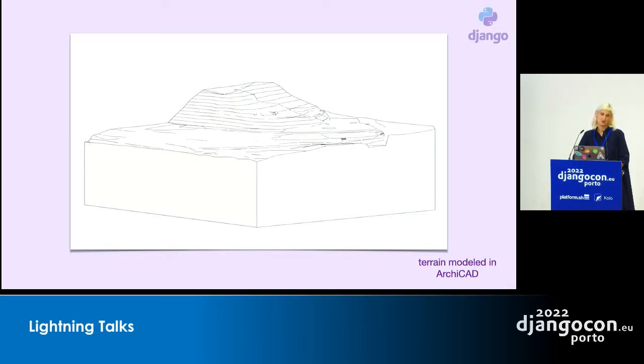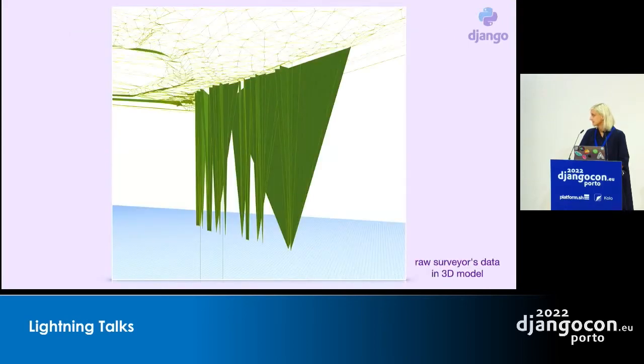Unfortunately, we usually get data that looks like this. These spikes, these anomalies, are data that has no height value. And the height value is the most important thing when it comes to 3D modeling.